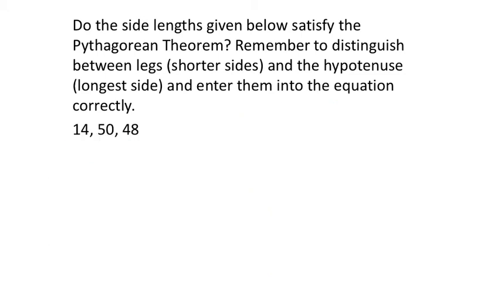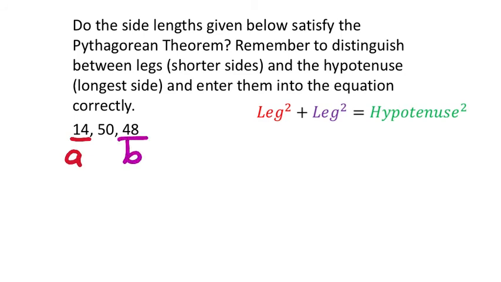Will these three side lengths make a right triangle? Well, let's find out. Let's use the Pythagorean theorem here. And so, again, this one shows that the side lengths are not in order from least to greatest, which means 14, that's one of the legs. 48 would be the other leg, and then 50 here is the hypotenuse. Okay, it's important to know that the longest side is the hypotenuse. So I'd say, well, one of the legs is 14. The other leg is 48.